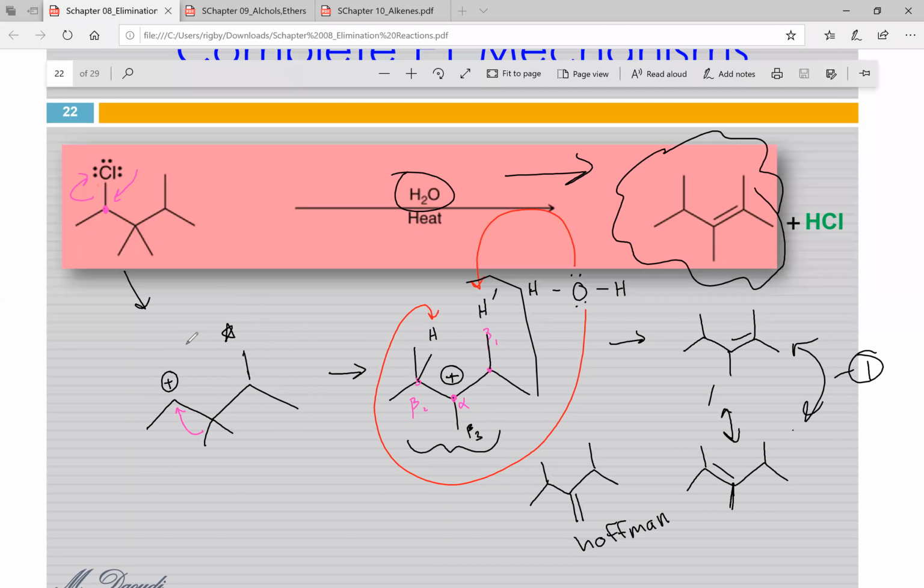So in E2, the alpha carbon is the one with the leaving group, but in E1 it's the one with the positive charge. Yes, exactly. Okay, thank you. No problem. Are there any additional questions? All right, then I'll just move on.